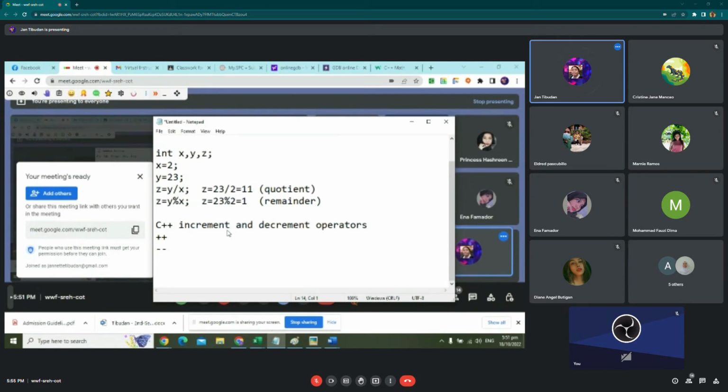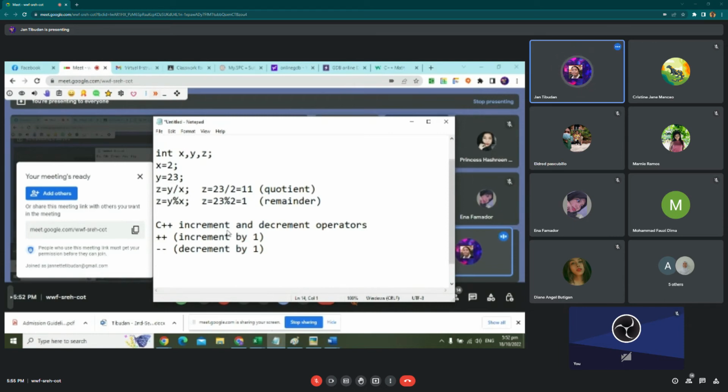So when you have plus plus, class, it means increment by 1, which means you're going to add only 1. When you say minus minus, that means you decrement by 1 also. So how is it being applied?